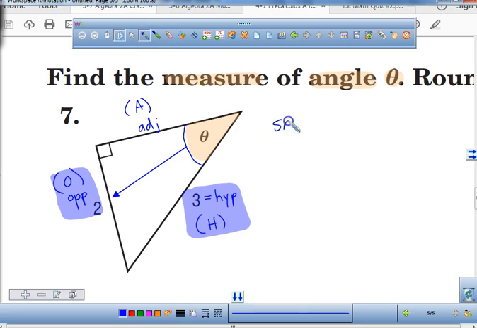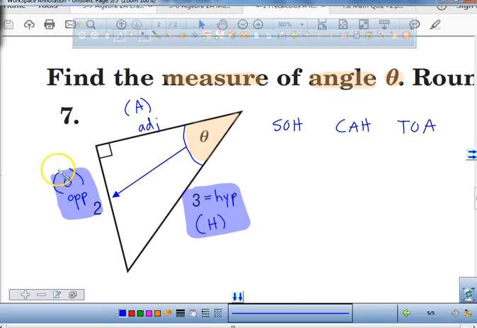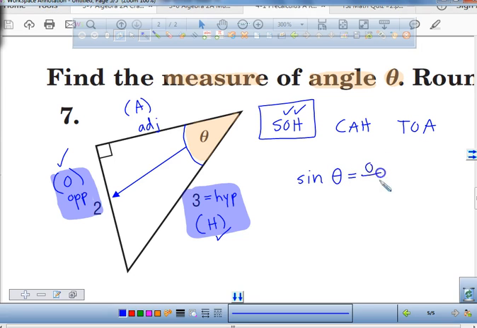So whenever you write SOH CAH TOA, you scan this and ask yourself, which one of these am I going to use? I'm going to use the one that has the opposite side and the hypotenuse. Oh, wow. So it's the SOH. Yeah, so I have to use this one. Okay? So you scan and figure out which one am I going to use. Well, this one I'm going to use, which means I'm dealing with the sine. So the sine of theta equals my opposite side in relationship to my hypotenuse.